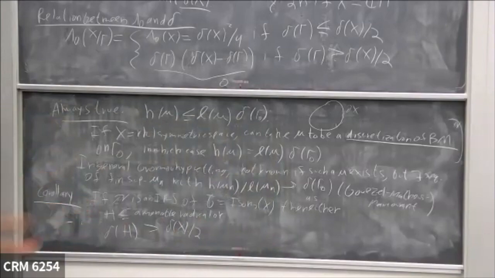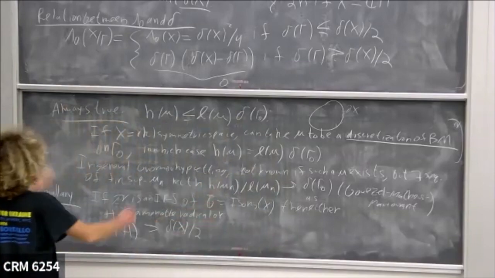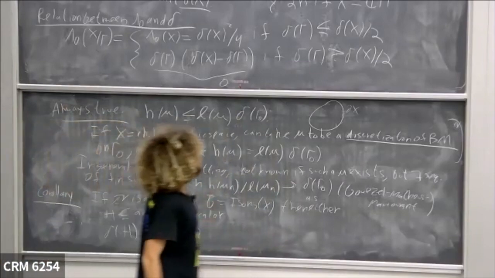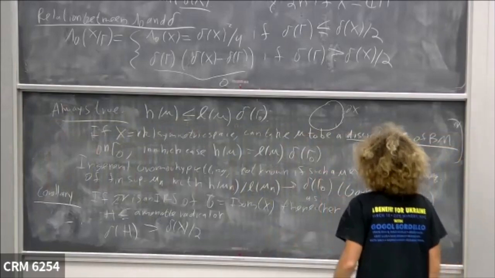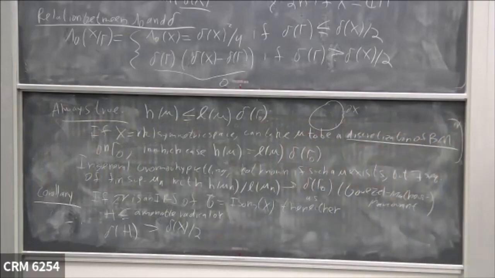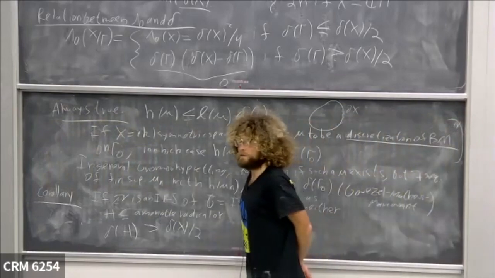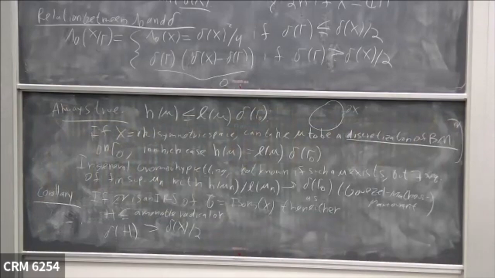Okay, so this is a theorem about stationary random subgroups, from which I want to derive this result about injectivity radius.